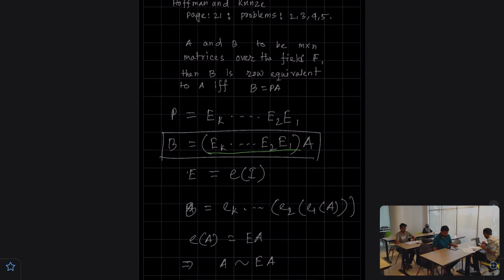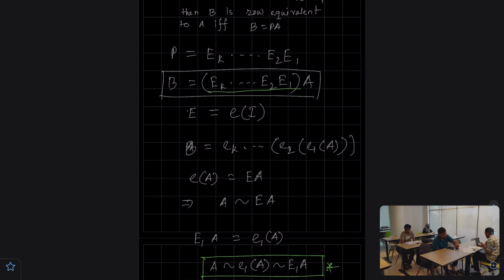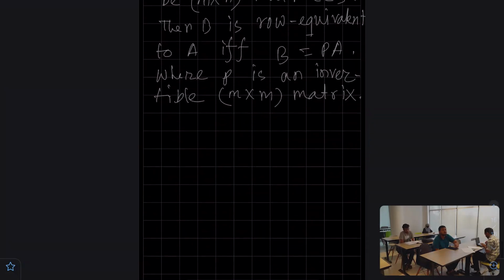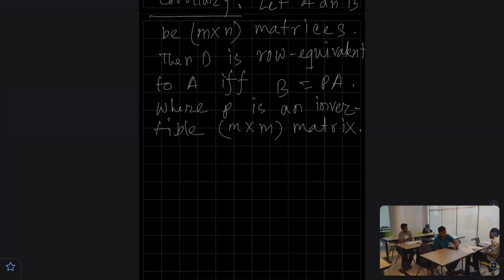So if A and B, sorry, that's the theorem. A and B are m cross n matrices over the field F, then B is row equivalent to A if and only if B equals PA. And this is actually the final corollary using that corollary: B is row equivalent to A if and only if B equals PA, where P is an invertible m cross m matrix. Okay.